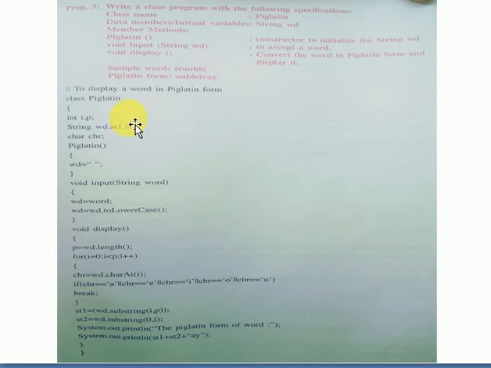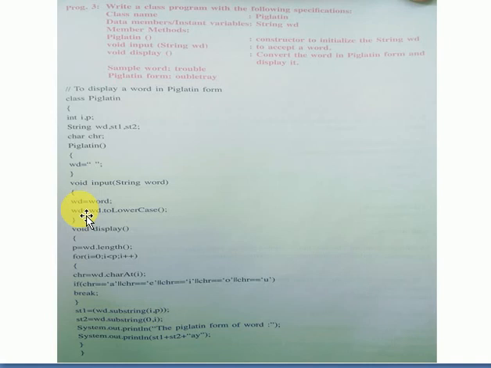Then PigLatin is a default constructor to initialize string WD. What do we initialize the string WD with? Because it is a default constructor, blank is initialized to WD. Then the input function, string WD. So we take a word as an argument, a string type argument that is copied to WD. Right? From the formal parameter it has gone to the instance variable.